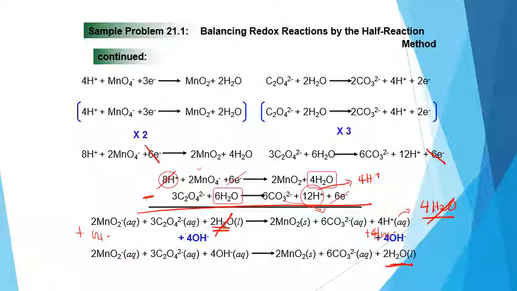So this is the overall balanced redox reaction for the reaction between permanganate and C2O4 2 minus, which is oxalate in the oxidized form. Okay, so this is the balanced reaction of that problem.